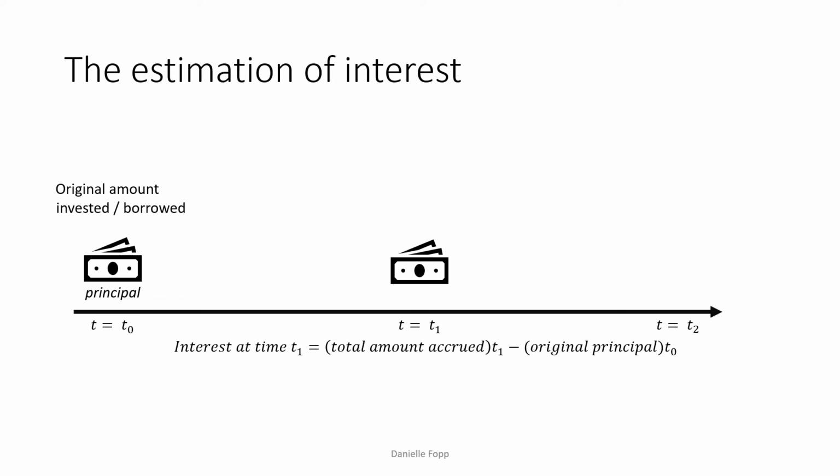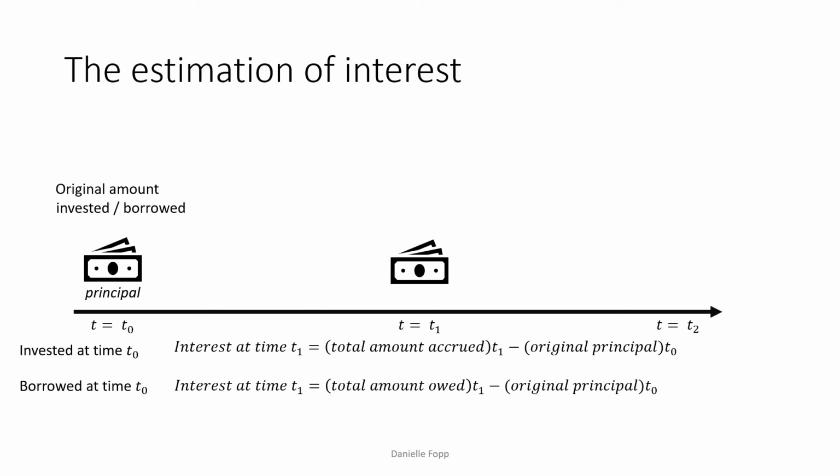But what happens if we are borrowing money? Well, if we borrow money at time t0, so we go to the bank and we ask for money, the interest at time t1 would be the total amount owed at t1 minus the original principal. And as we can see, in both of these situations, the amount of money that was borrowed or invested in the first instance increases over time, and this increase above the original amount is called interest. Now, this interest can also be expressed as a percentage of the original principal per unit time and allows us to obtain the interest rate.